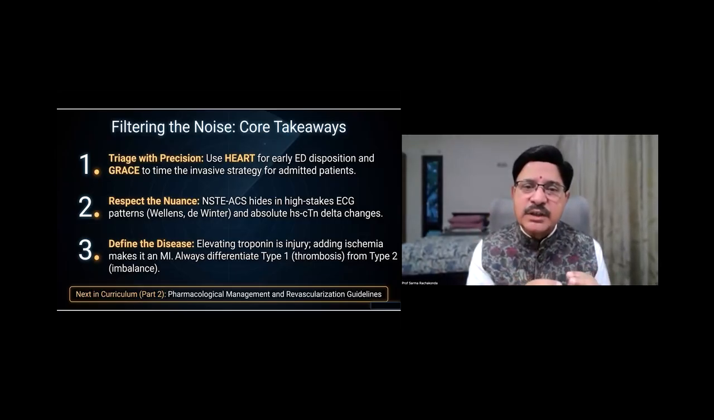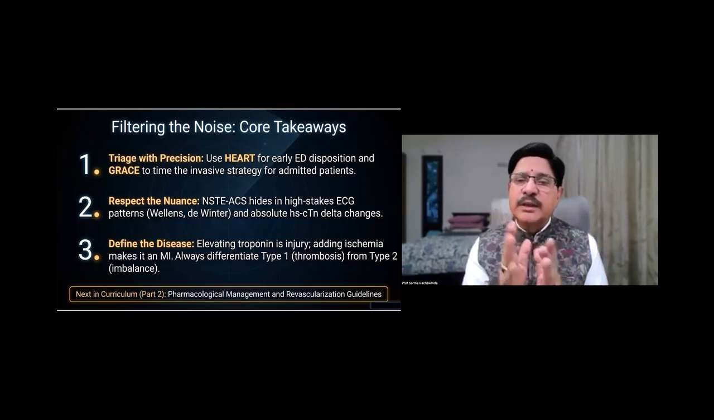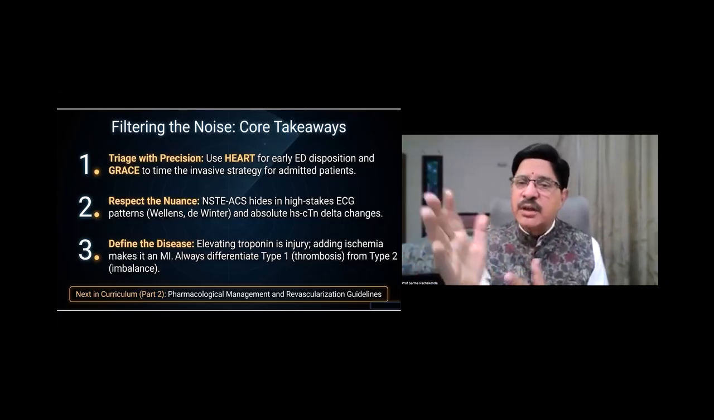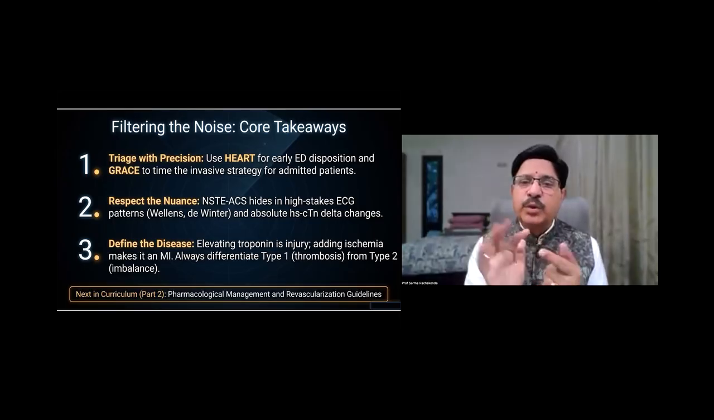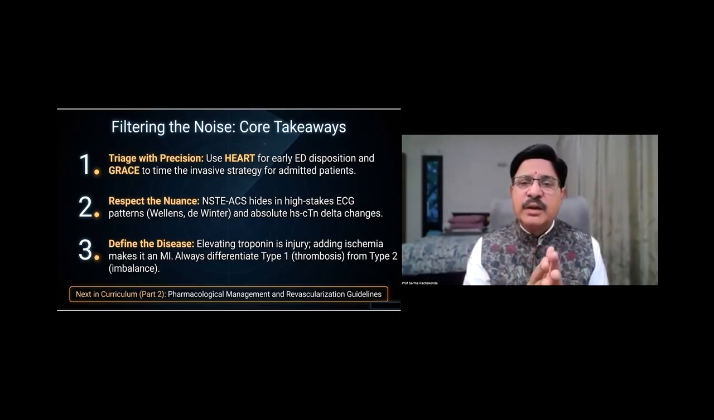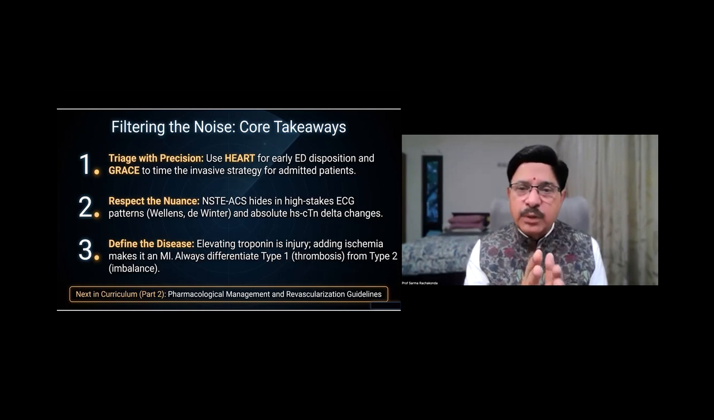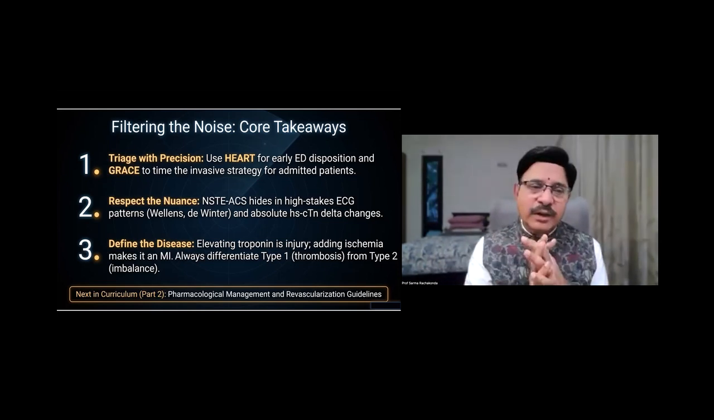What is NSTE-ACS? High stakes in high-risk patients. That means the classical signature, ST elevation, is there, unmistakable. Anybody will tell. In the absence of that, you should look for Wellens, De Winter, and left bundle branch block, and the absolute hs-troponin and also the delta of the biomarker.